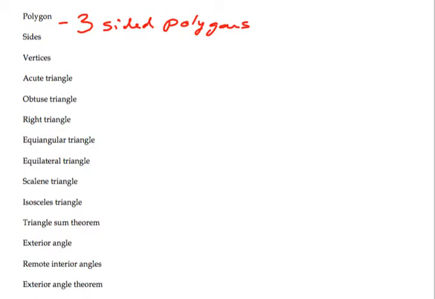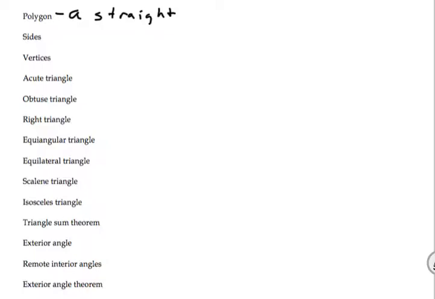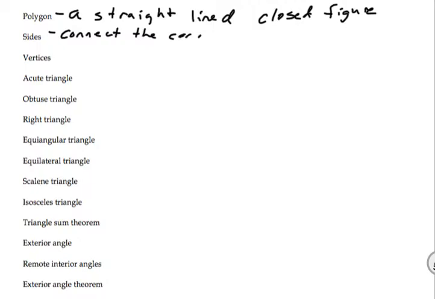Now remember, a polygon is a straight-line closed figure. Alright, so no gaps and everything's got to be a straight line. Sides are the things that connect the corners so that it is a closed figure. You need those sides to close up the figure.